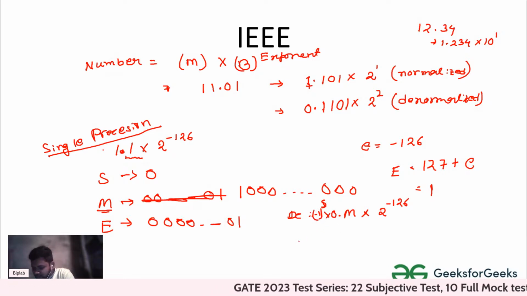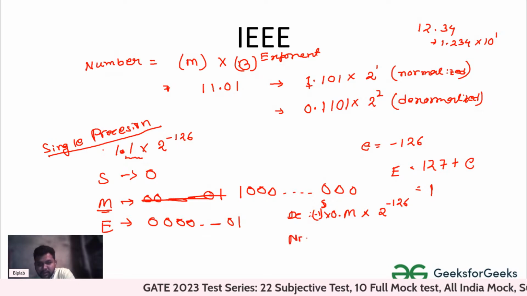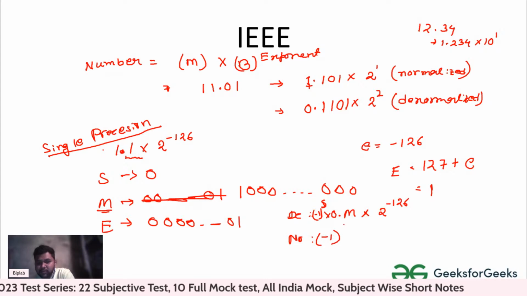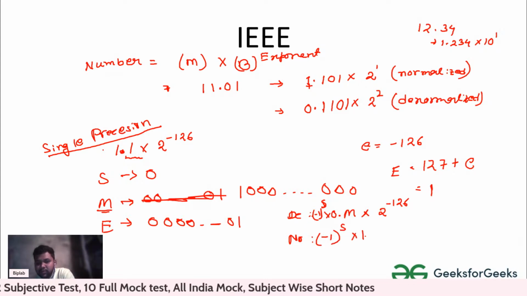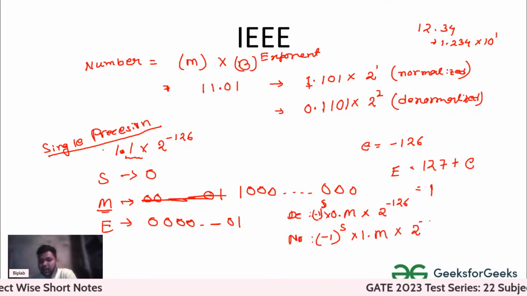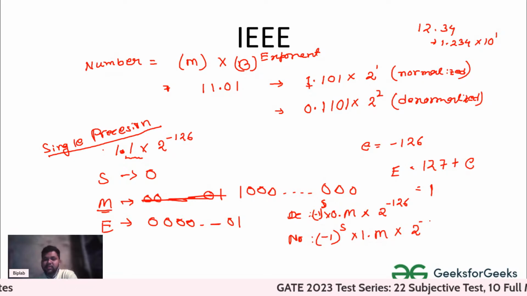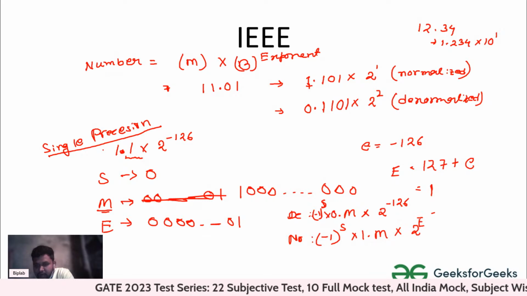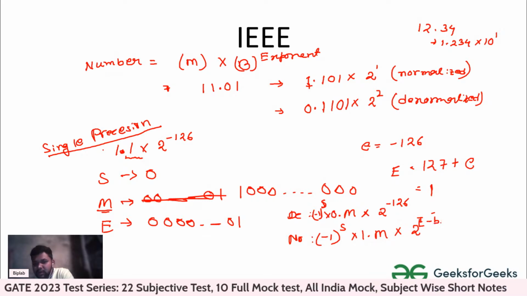And if it is a normalized number, you write it as minus 1 to the power s into 1.m into 2 to the power of the exponent you have there. And since you have already added the bias, you now subtract the bias.